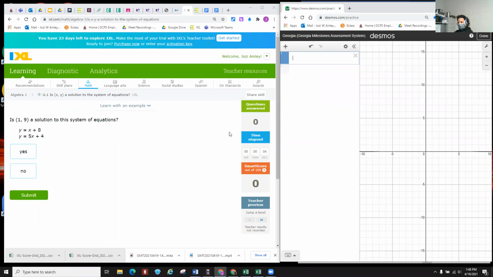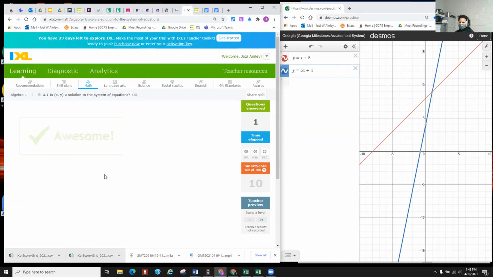Is this a solution? So all you have to do is copy that, paste it there, copy that, paste it there. And if it has one solution, the intersection is the solution. So is (1, 9) a solution? It sure is. Yay. All right, so you can have one solution, infinitely many solutions. That's when the line is exactly the same. They just rewrote it differently.